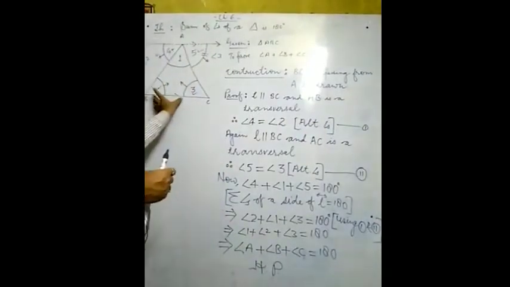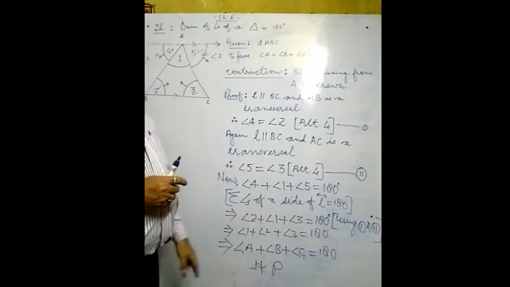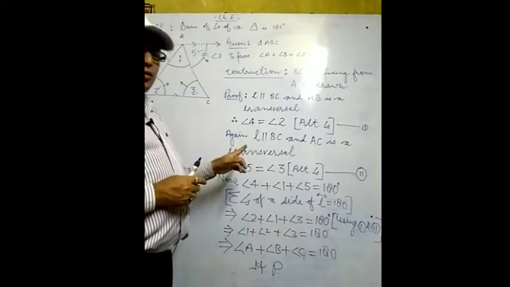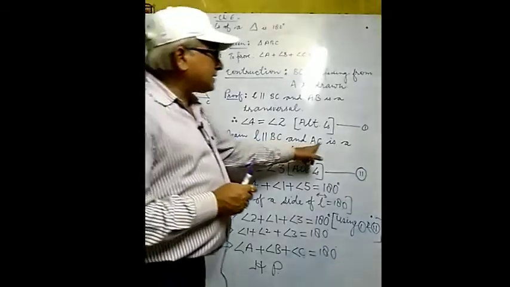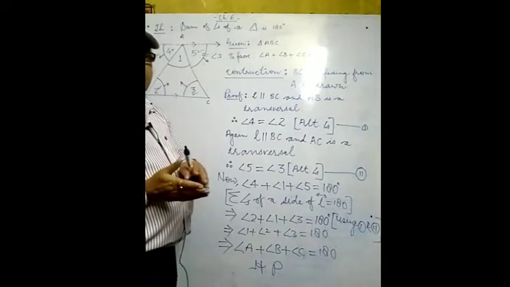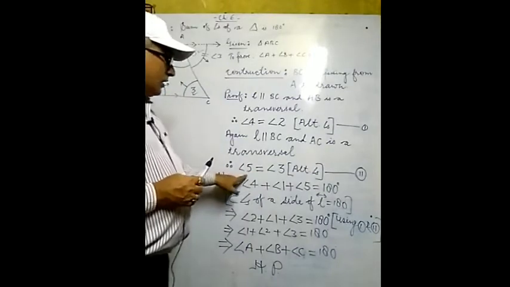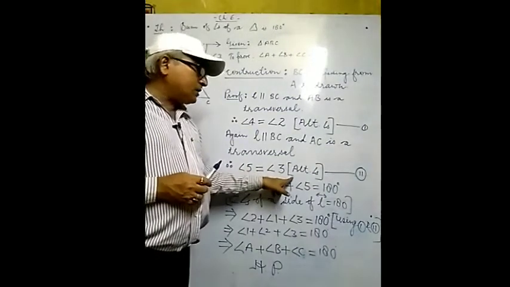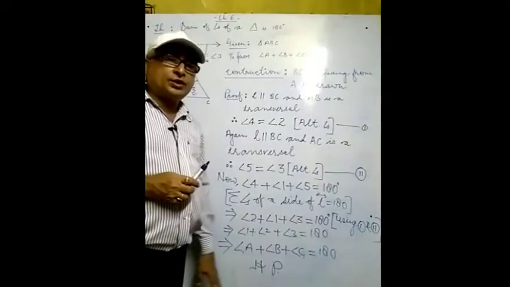Again, BC is parallel to L and AC is playing the role of a transversal. So the same thing is noted down. Again, L is parallel to BC and AC is a transversal. Again, alternate angles are equal. What are those alternate angles? Angle 5 equals angle 3. Angle 5 equals angle 3 because both are alternate angles. This one is given as equation number 2.